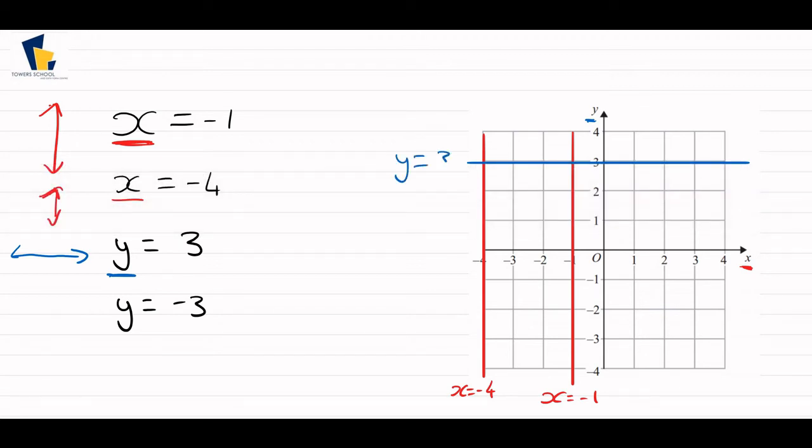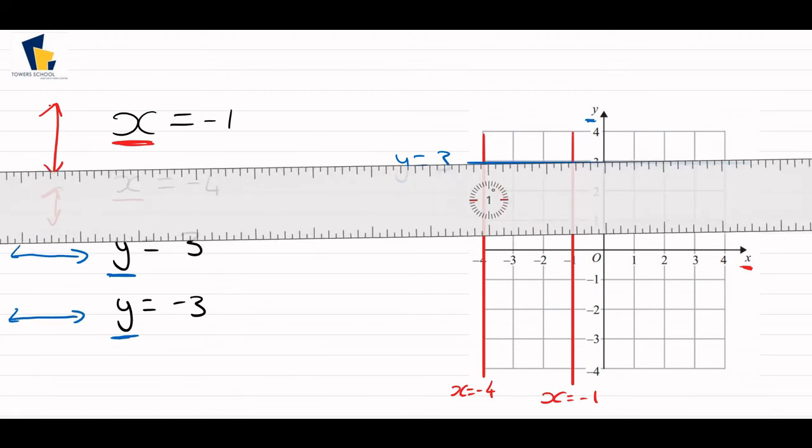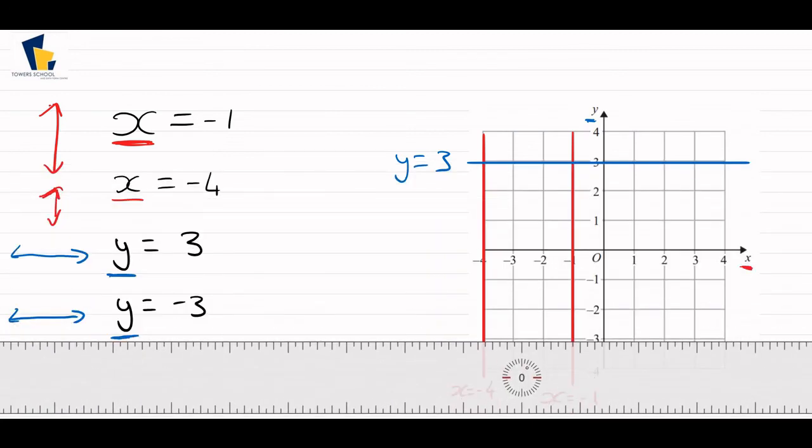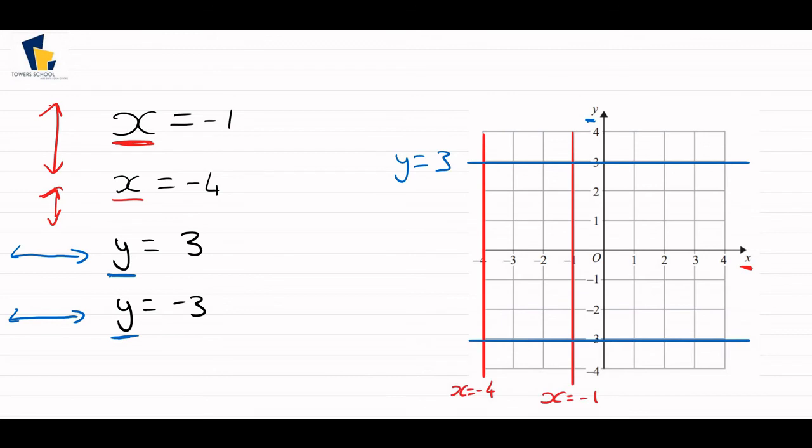And then we can label it up as y equals 3. So again, if you have a look at the second one, it's y, which means it's going to be a horizontal line, but this time it's at -3. So I'm going to take my ruler and put it on the -3, and then we're just going to draw a straight line all the way through it. And then once I've done that, I'm going to label it up as y equals -3. So make sure you have that copied down in your books.